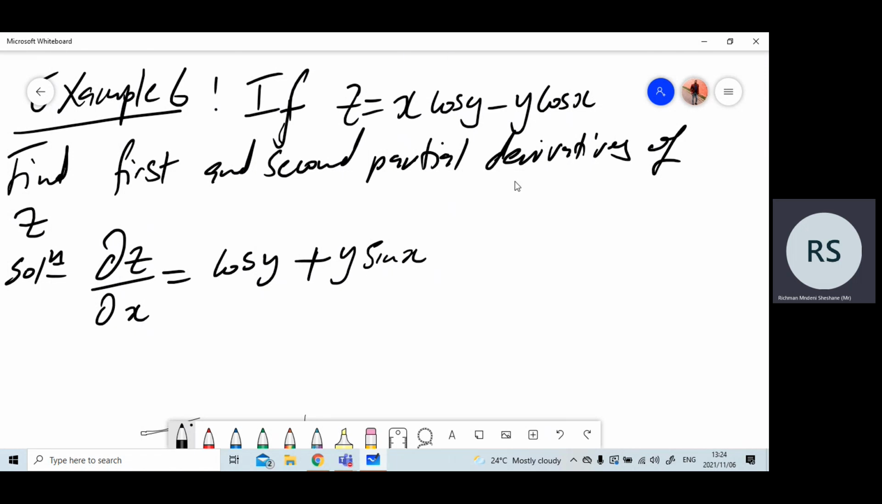And then let's find another first partial derivative, with respect to y now. Let's derive this function with respect to y. The first term, we're just going to ignore x because it's a constant, and go straight to deriving cos y. It's going to be minus sine y. Minus sine y. And derive this with respect to y. So you just derive y. It's going to be minus cos x. So these are the first partial derivatives.